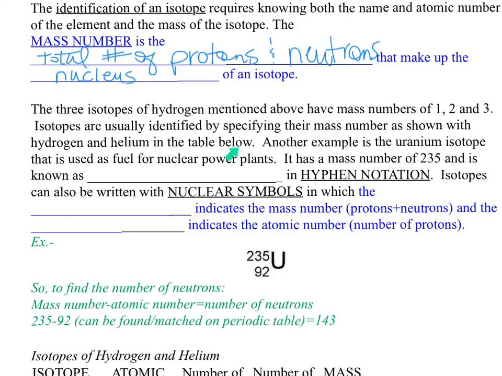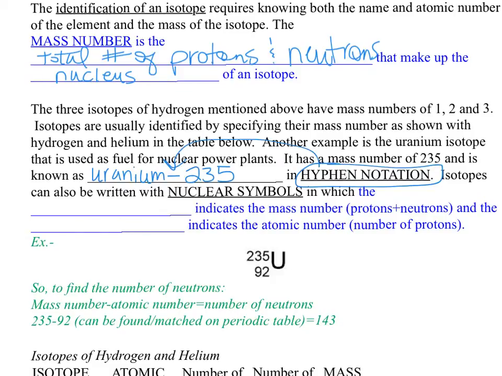You can see that in your notes, just not on my screen right now. Another example is the uranium isotope that's used for fuel for nuclear power plants. It has a mass number of 235, so that's the total of protons plus neutrons, and it is known as, or can be written as, uranium-235. This is called hyphen notation. Again, there's your hyphen. Pretty simple.